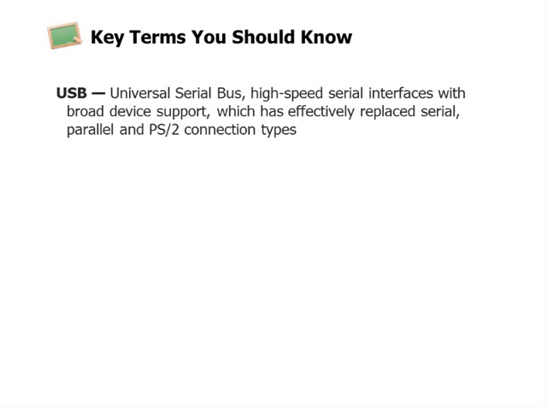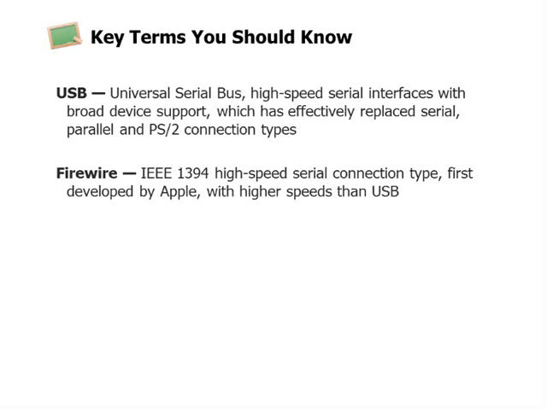You have USB, or Universal Serial Bus, a high-speed serial interface with broad device support, which has replaced serial, parallel, and PS2 connector types. And then FireWire, the IEEE 1394, high-speed serial connection type, first developed by Apple with speeds higher than USB. These may not be all the ports that you will ever see, but they certainly represent the most common.